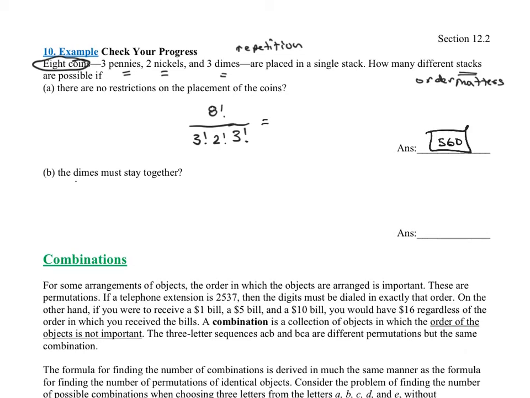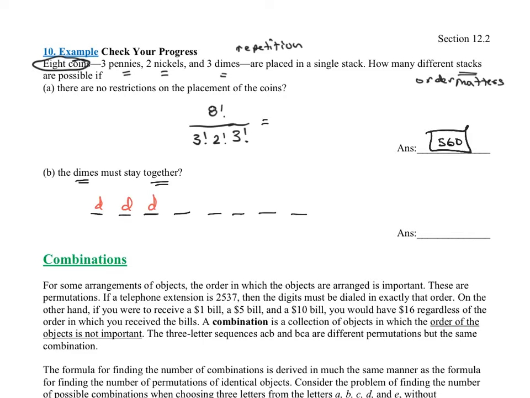This next one's actually a little tricky. It says, what if the dimes must stay together? So let's think about that stack, but instead of thinking of it vertically, I'm going to think of it horizontally. So we have 8 separate things that we're trying to organize. So that's 1, 2, 3, 4, 5, 6, 7. There's my 8th one right there. And the idea is we need the dimes to stay together. And there's 3 of them. So there's dimes, dimes, dimes.